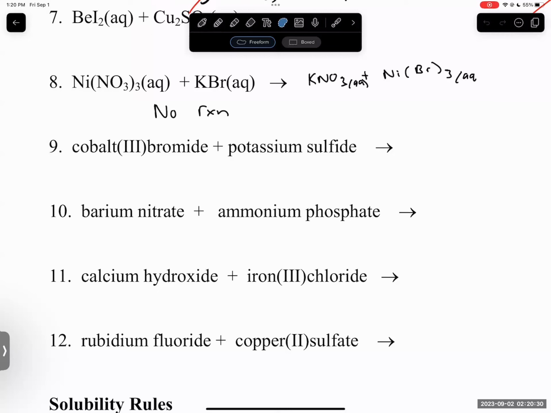Cobalt 3 bromide plus potassium sulfate. Well, how many brave volunteers here to give me the chemical formulas of both of these? That is one of them, CoBr3. And what is the second one? K2S. K2SO4. What type of reactions are these again? Precipitation or double displacement, double replacement, same deal. All right. So what would my products be?